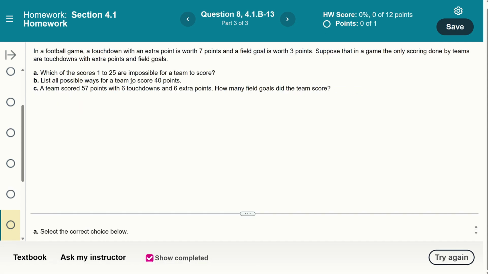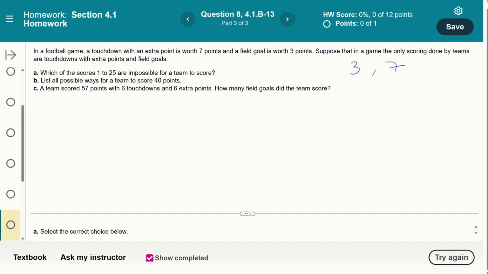Okay, on this one I have a hint for you. You have a football game you're dealing with, and if you watch football, you know this. If you don't, no problem. You don't need to know football to be able to do this problem. A touchdown with an extra point is worth 7 points, and a field goal is worth 3 points. Suppose that in a particular game, the only scoring done by teams are touchdowns with extra points and field goals, okay? So the hint is that the only numbers you're going to be using for a final score are going to be 3 and 7.